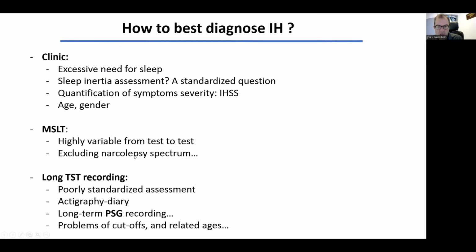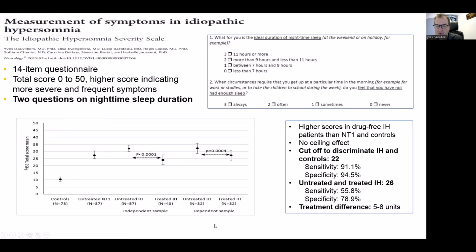It excludes the narcolepsy spectrum. But if there is some complaint and you believe it could be IH, it cannot be diagnosed only with the MSLT. You need to go to a long sleep recording. But unfortunately, so far it is not well standardized between labs, and there is a problem of cutoff related to age. So we need to do more.